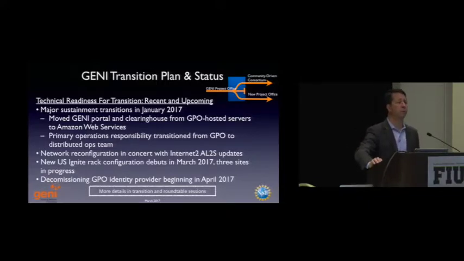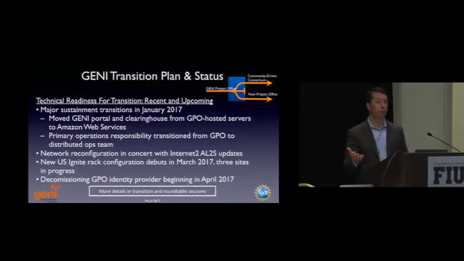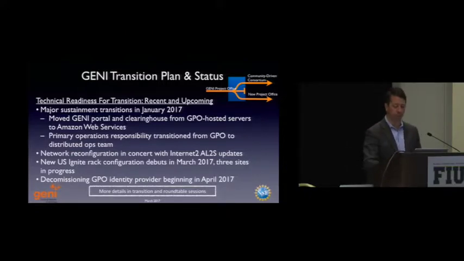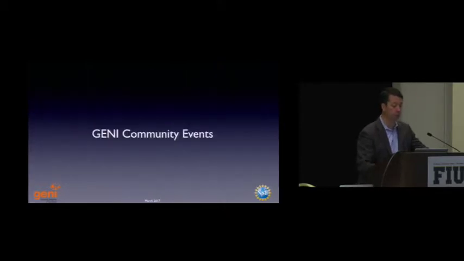And one thing that will be visible to some experimenters is the decommissioning of the GPO-managed identity provider. This is a functionality now offered by NCSA for the general community, and it's a system we simply do not need to have uniquely for GENI. For those of you who authenticate to GENI through your campus-based identity provider, there's no change. For those of you who are using the GPO-based one, you'll get instructions on how to move your identity over to NCSA's provider. It takes 3 minutes. So, when those instructions come, please follow them. And if you want to know more details, the transition and roundtable sessions today and tomorrow, I will be providing some of those details.